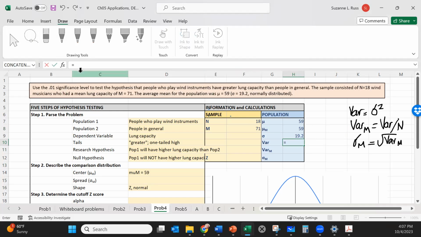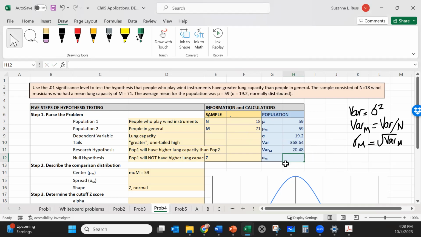It's equal. I start with my equal sign. It appears here in the cell and up in the formula bar. And I just click in the cell with the standard deviation. And I use my caret, and I'm done. Next, I have to divide that by n. So the variance for the distribution of means equals variance. I'll click in that cell, and I'll divide by, and it's got 2 of them there. And now I'll click in the cell with n. 20.48 for the variance for the distribution of means.